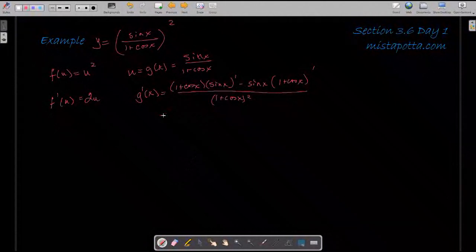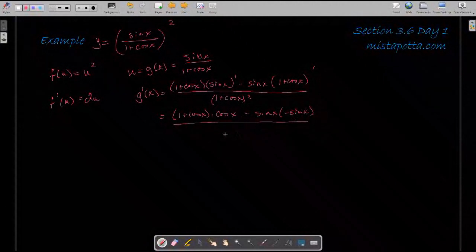And when I take this derivative, I'm going to have 1 plus the cosine of x times the cosine of x, minus the sine x times negative sine x, over 1 plus the cosine x, squared.